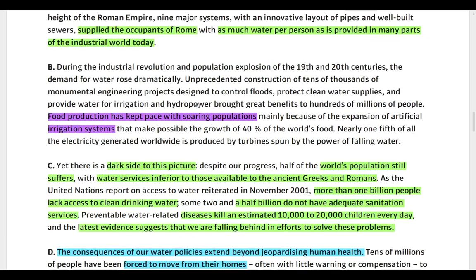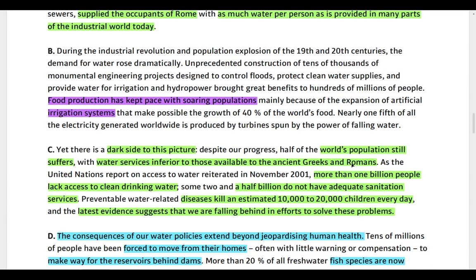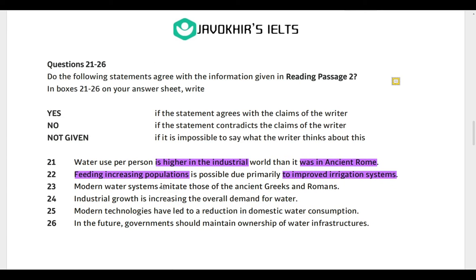Water systems, we can see the paragraph C we read before. Half of the world's population suffers, and water services are inferior to those available to the ancient Greeks and Romans. However, the question says that they first of all imitate. That is the first one, and second of all, they not only imitate. I mean, they obviously mock ancient Greeks and Romans.